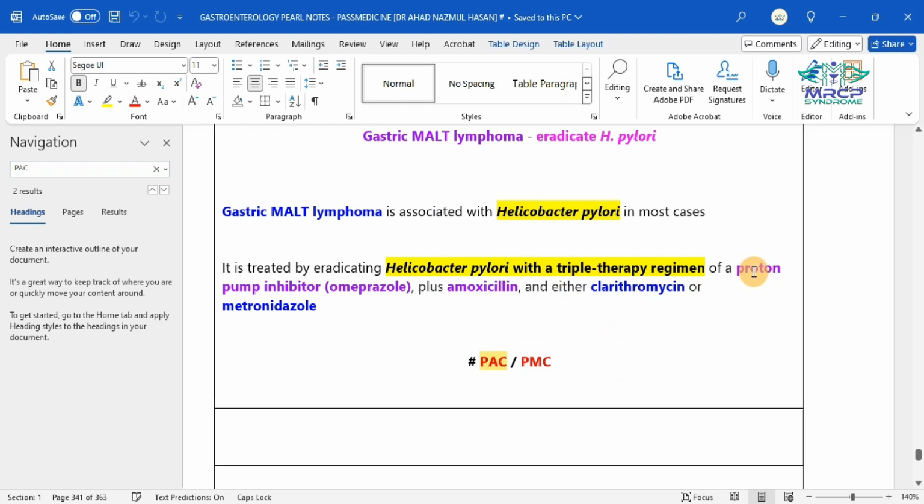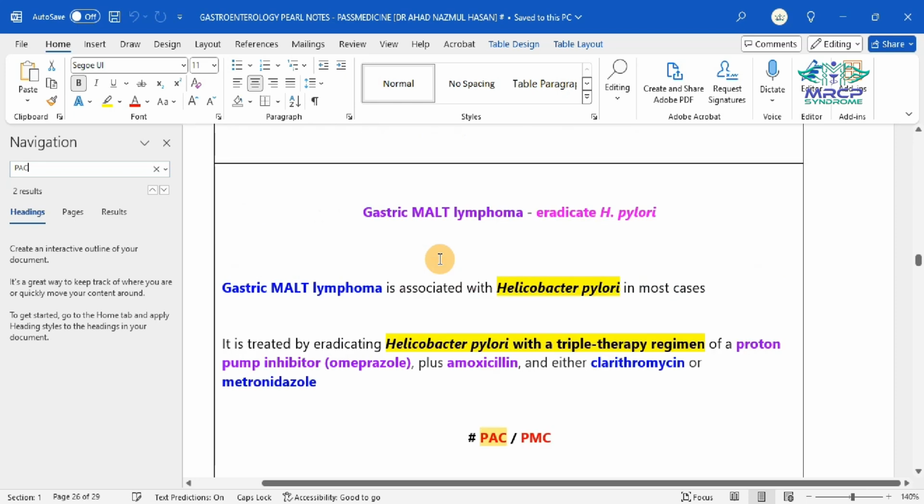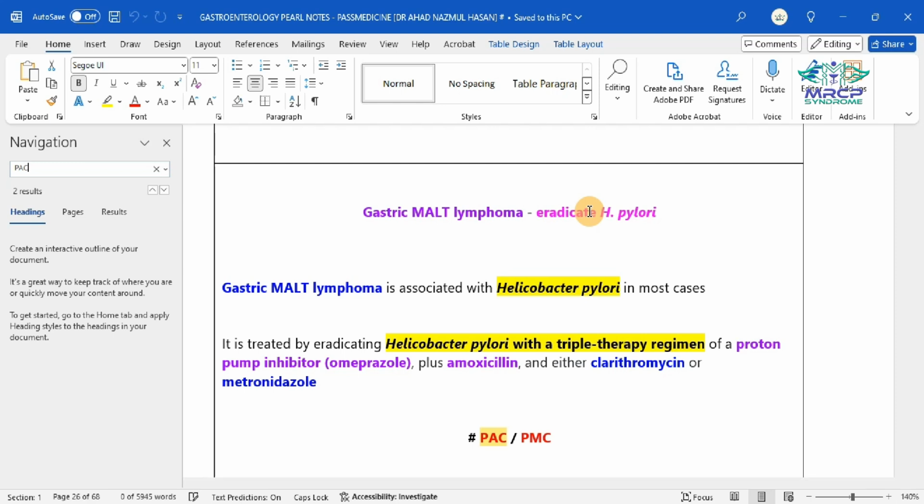So we'll be going for PPI plus amoxicillin plus either clarithromycin or metronidazole. So P for PPI, A for amoxicillin, plus either clarithromycin, or we can go for the combination of PPI plus amoxicillin plus metronidazole. So in case of gastric MALT lymphoma, the immediate next step would be to eradicate H. pylori, starting with the triple therapy, and if the patient does not respond to triple therapy, we can go for the quadruple therapy.